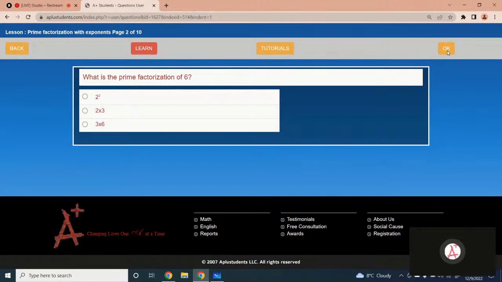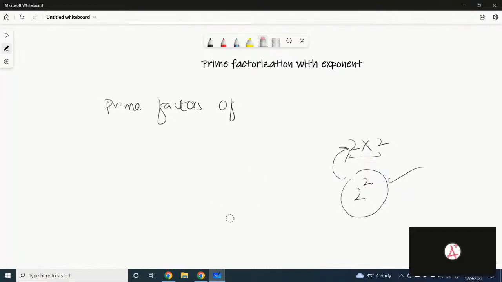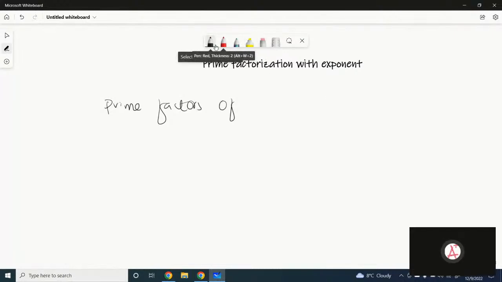Okay, let's just do the next one. What is the prime factorization of 6? You have to write the prime factors of 6. Okay, the next one is prime factorization of 6. You have to divide 6 by the smallest prime number.